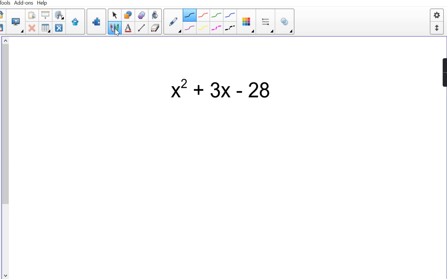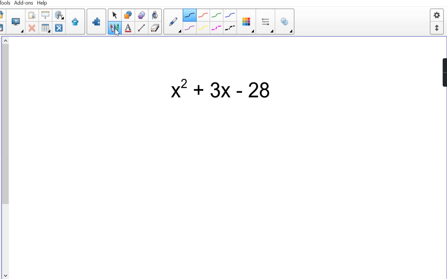Okay, the first thing you'll do is check if there's a greatest common factor. You see that there is no greatest common factor because x doesn't have a number there, so there's no number I can factor out. And 28 doesn't have x there, so I can't factor out x. So no common factor. So we're going to move on to the next kind of factoring we know. And that would be to check if it's a quadratic in standard form. So x squared plus a number times x plus a number, and it is.